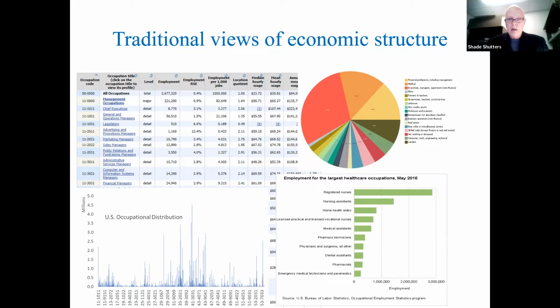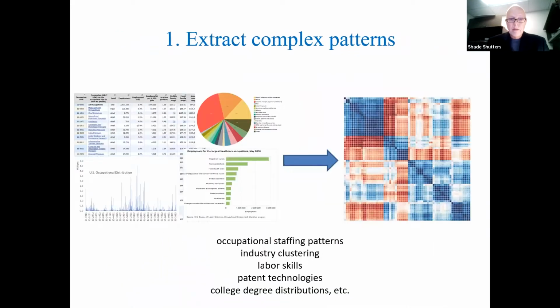And what we do in our lab is we take all that data and we still use it, but we use it in a different way. We apply various techniques from complexity science and network theory and even ecology, and we extract patterns from that data. In particular, we focus on co-occurrence patterns. Do certain pairs of things occur together more or less frequently than would be expected by chance? And those things are economic entities like jobs, industries, worker skills, technologies, even college degrees, and probably a lot of others, depending on what data exists at the city level.